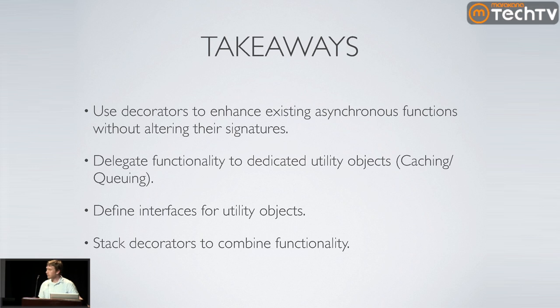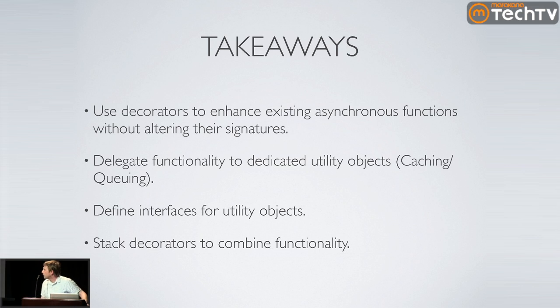So I've got a few quick takeaways of things that I hope I've covered, and if you guys have any more questions, please feel free to ask me at the end. I hope I've explained the idea of using decorators to enhance existing asynchronous functions without altering their signatures. So if you're using jQuery.get or jQuery.getJSON, that they're quite okay to use and keep those identities, or the signatures of them, intact.